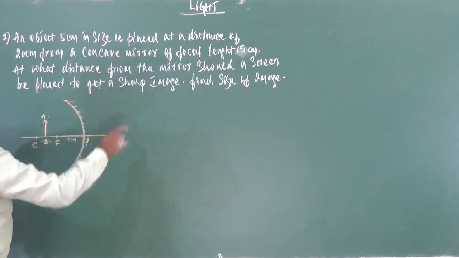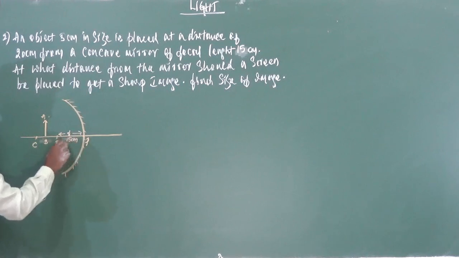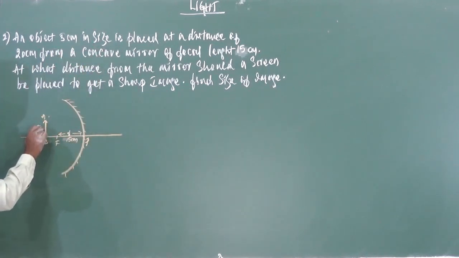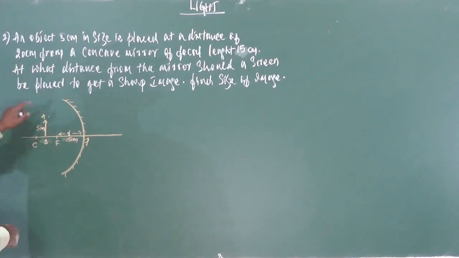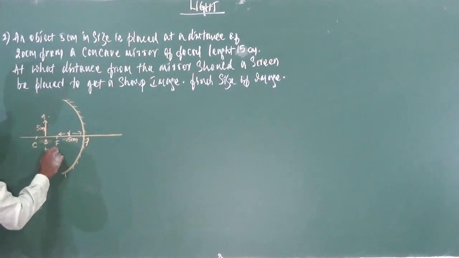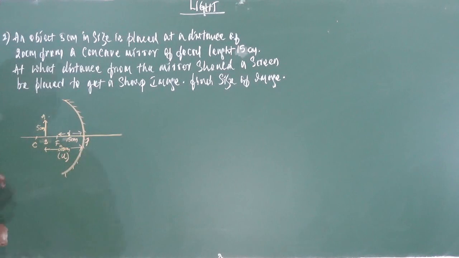So mirror of focal length 15. So F is the F value, that is 15 centimeters. So object of height 5 centimeters. So height is 5 centimeters. It is given. Placed at a distance of 20 centimeters from a concave mirror. So here this becomes the object distance. Object is here. So that is 20 centimeters. So this is nothing but the value of U. U value we have got.